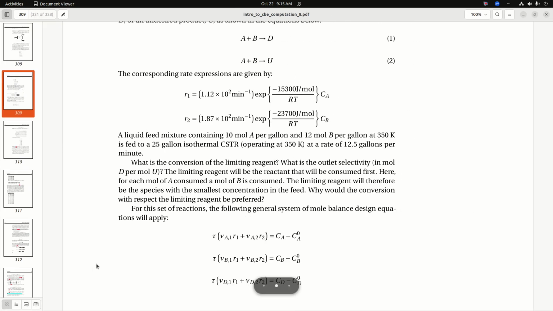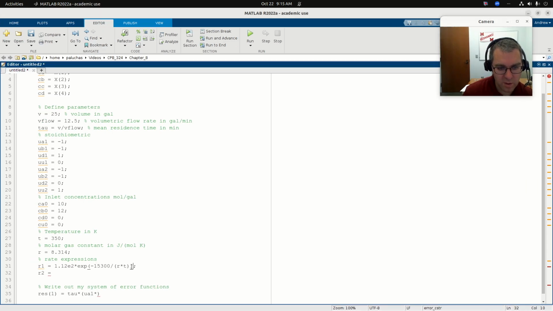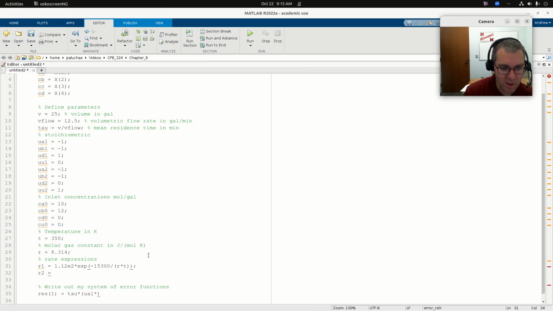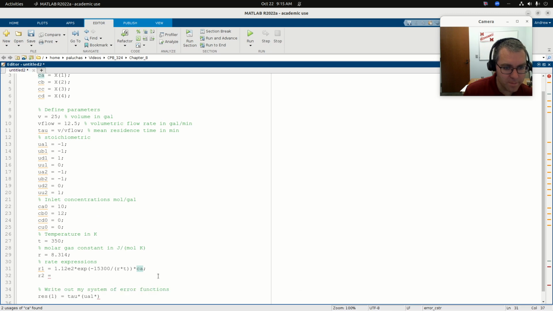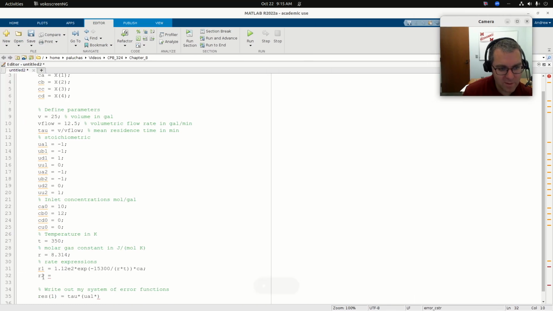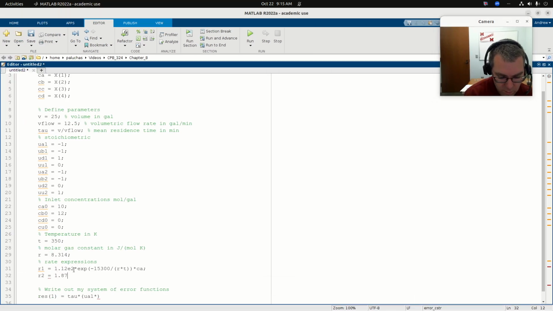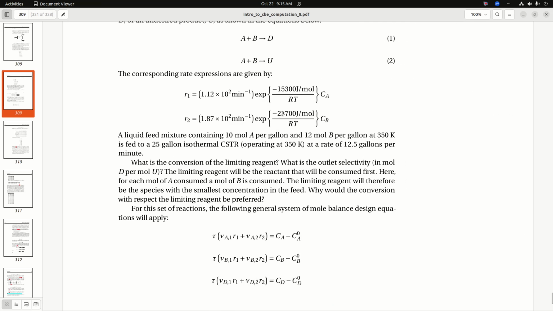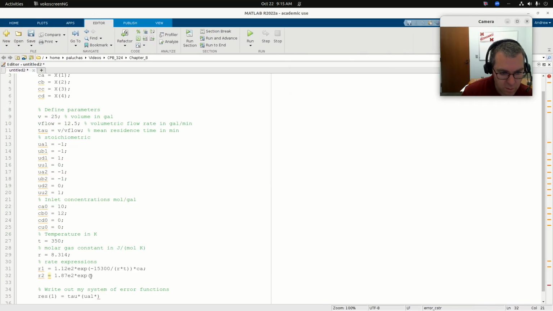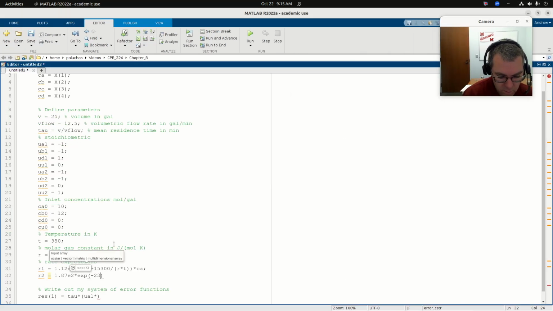Times CA, bam. Okay, R2 is 1.87 e to the 2 times my exponential of negative 23,700 divided by R times T times CB.